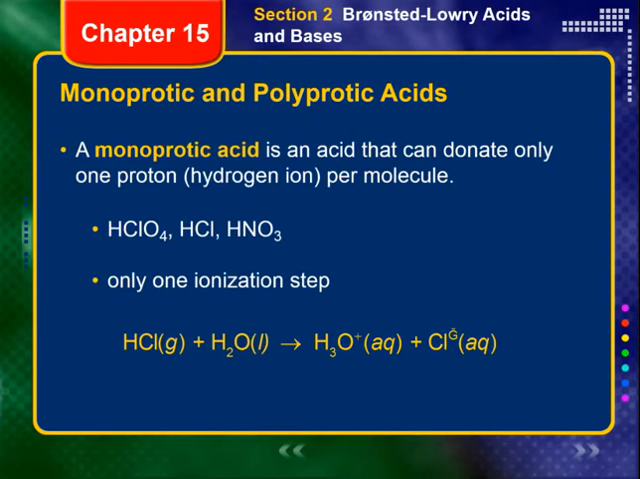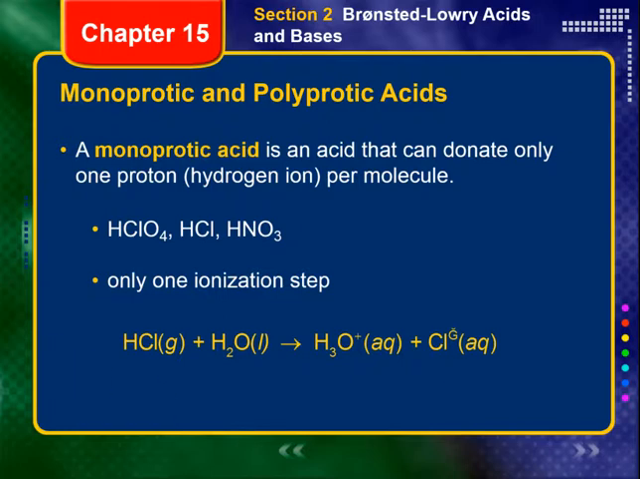Now let's look at particular types of acids, monoprotic and polyprotic. If you have a command of the English language and various root words, suffixes, prefixes, this will be easy for you. A monoprotic acid is an acid that can donate only one proton. Remember, the Bronsted-Lowry definition of an acid is that it donates protons. So a monoprotic acid is a Bronsted-Lowry acid that can only donate one proton. Mono, one, protic, proton. One proton acid.